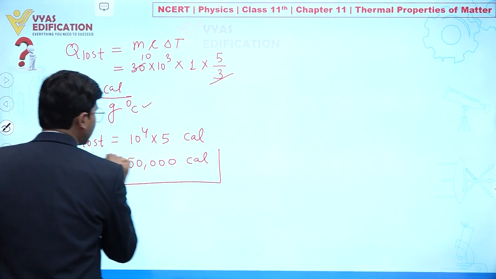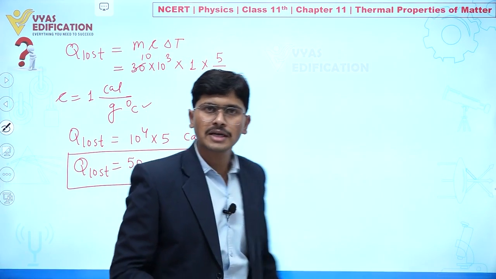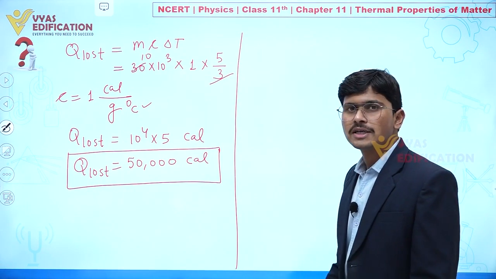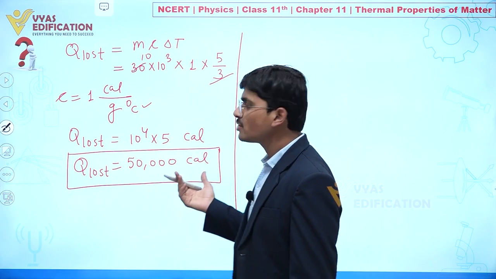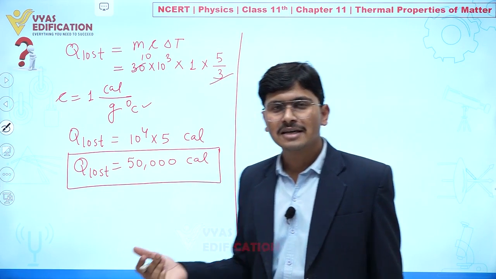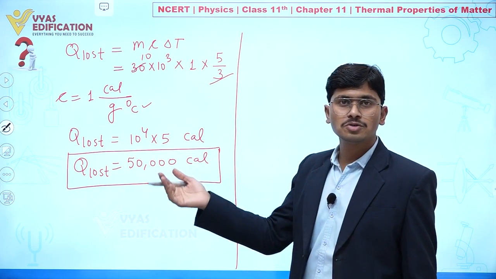Heat lost is given by 50,000 calorie, clear to everyone? Now we can say all this heat lost by the human body is given to the sweat glands, and after that sweating takes place.